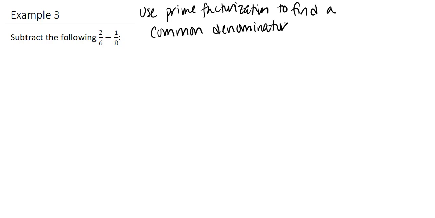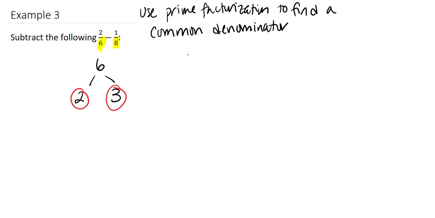So we have 6 and 8. They're not the same, so we need to find the prime factorization of each one. So 6 can be broken down into, well, 6 is even, so it could be 2 and then 3. So those are both prime numbers. So we're going to circle them to show that we're done.